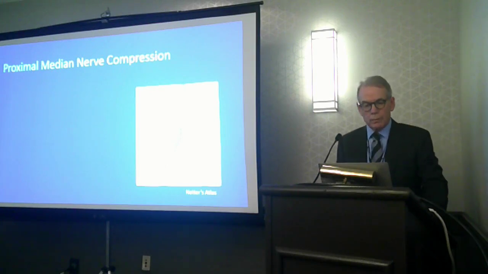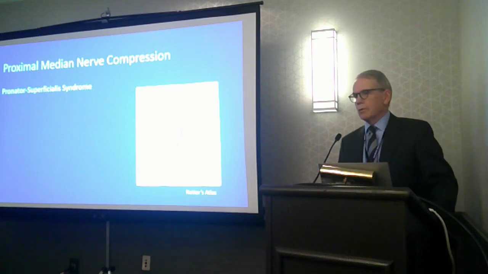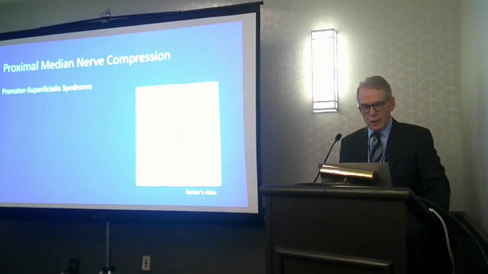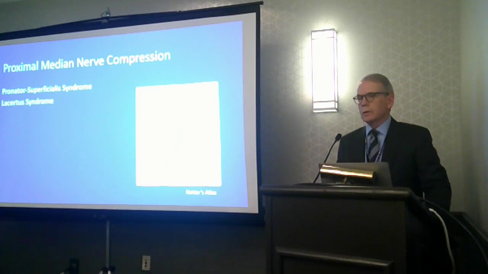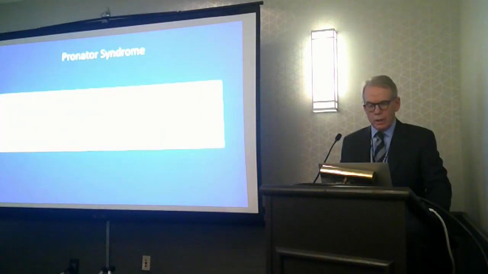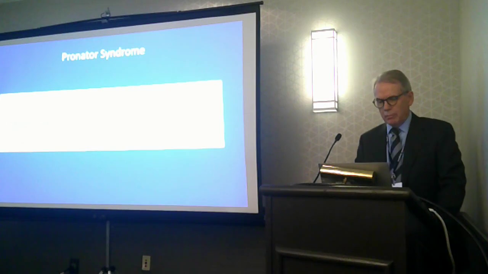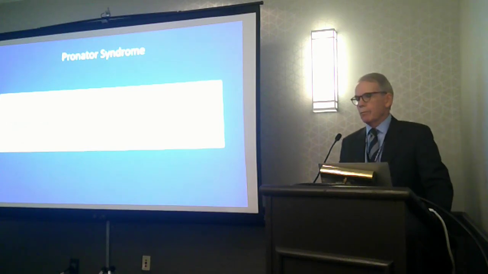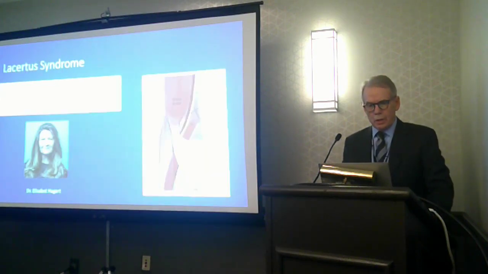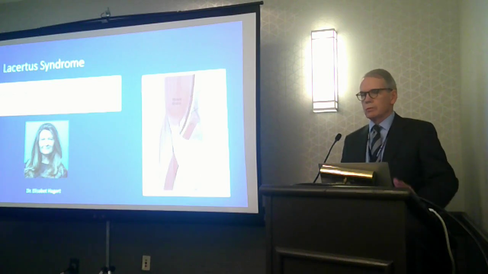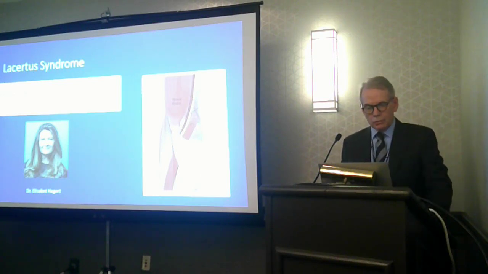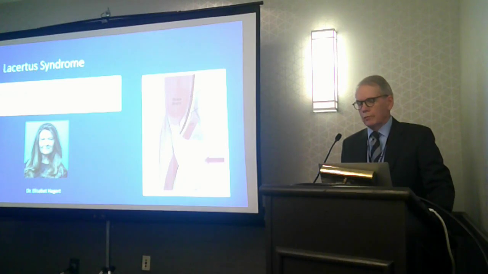So we'll talk about the proximal median nerve compression. This has gone by the name of pronator syndrome. It's also been called the Lacertus syndrome. And pronator is defined by median nerve compressed in the proximal forearm. Dr. Haeger, who also has a nice YouTube channel on this, has described this as compression of the median nerve as it passes beneath the Lacertus fibrosus, more proximal.